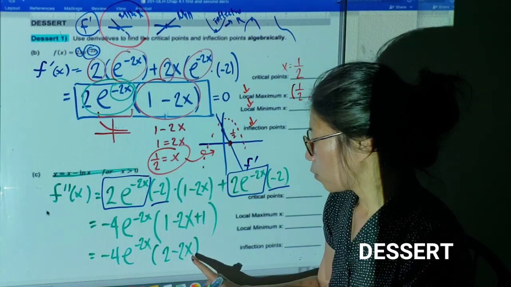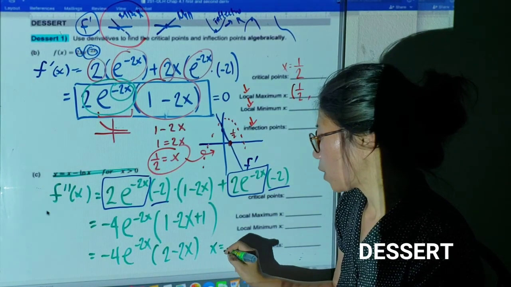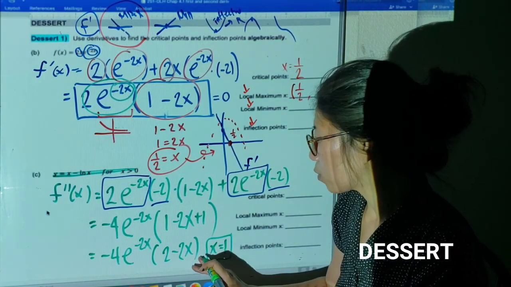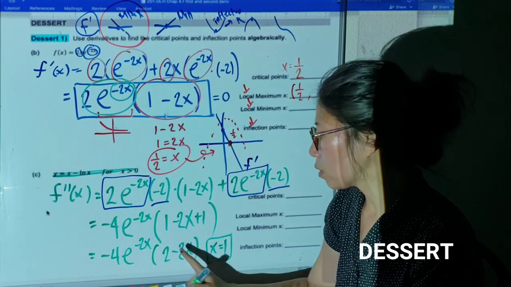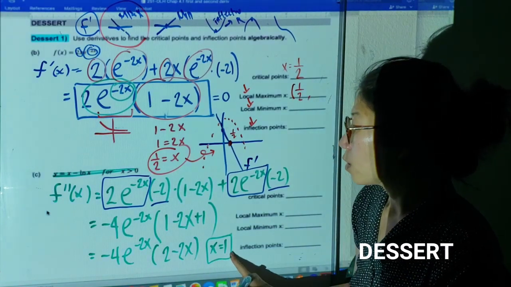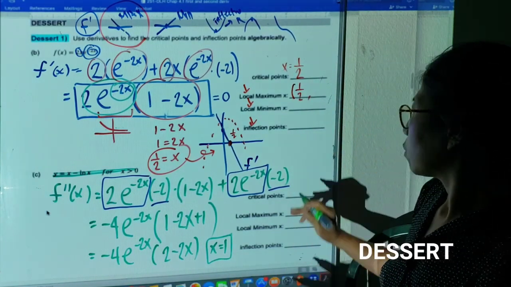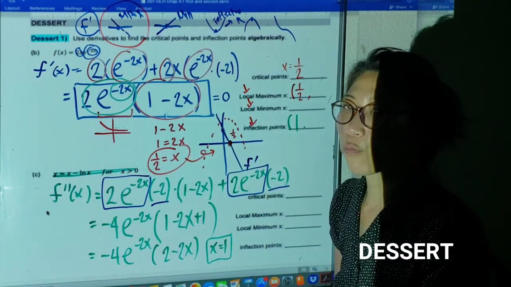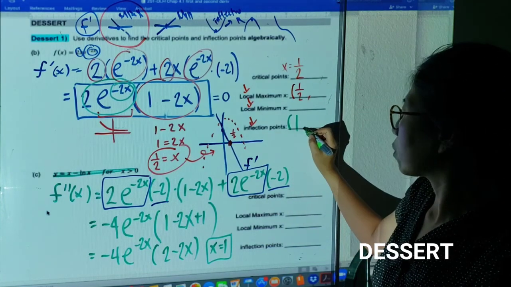So from here, do you see x has to be what? When x is 1, that will be equal to 0, and they cannot be 0. So when x is 1, that will be 0. What does that mean? There will be an inflection point. Not always will an inflection point be shown on the first derivative, but it always is shown on the second derivative.